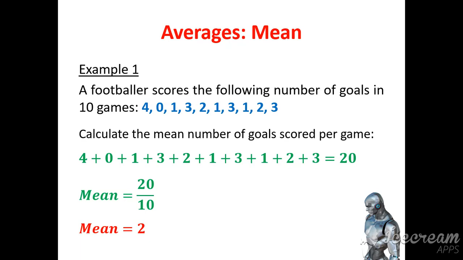Right, quick recap on calculating mean before we get on to some tricky questions. Remember, if a footballer scored the following number of goals in 10 games, we'd just add up the numbers to get a total of 20 goals and then divide that by 10 to get a mean of 2.